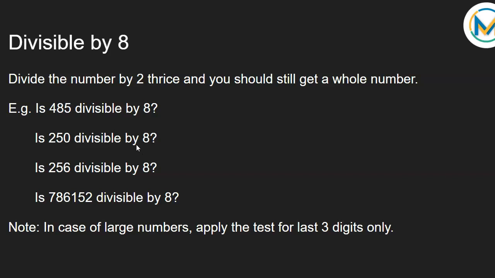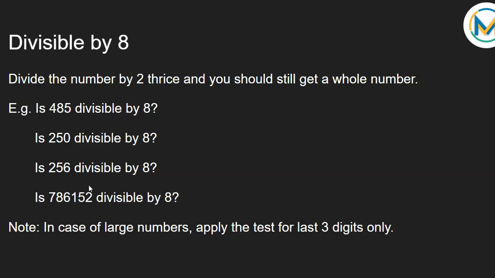You should be able to divide it thrice. 256 divided by 2, you get 128. Divided by 2 again, you get 64. Divided by 2 again for the third time, you get 32. So 256 is divisible by 8.